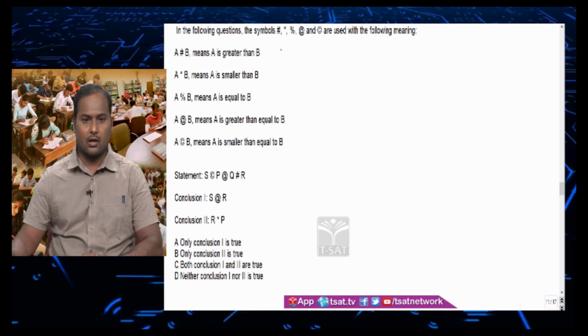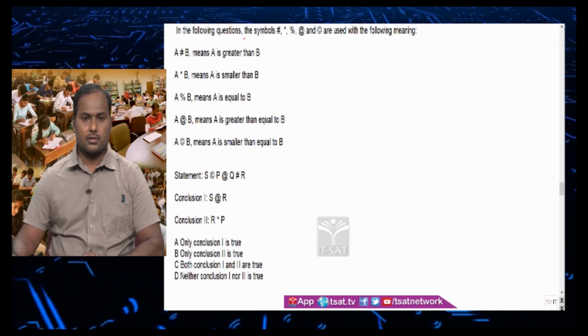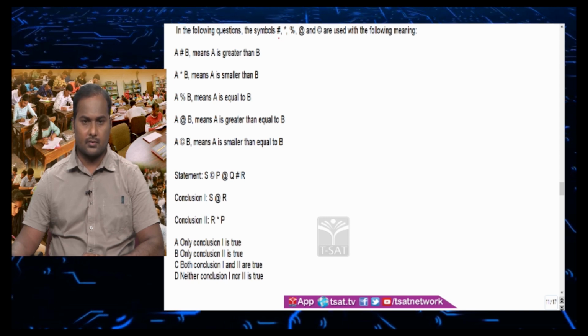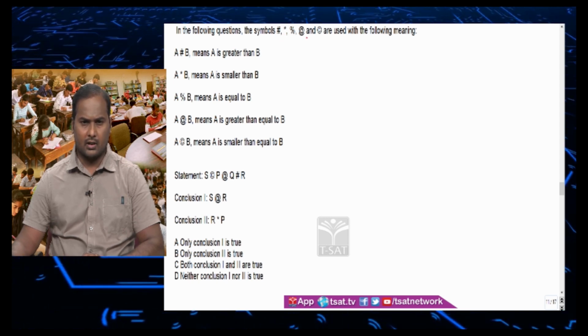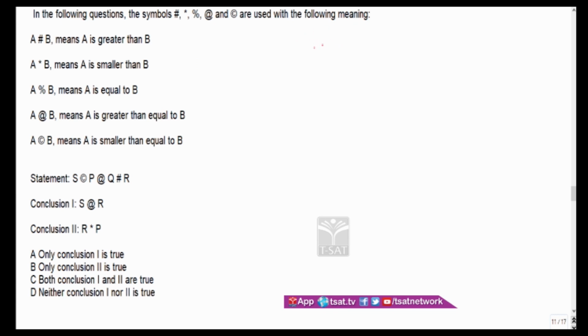In this case, there are many symbols. In the following questions, these are the symbols, one is #, %, @, $, © are used with the following meaning. So what exactly is it saying: the symbol A # B means A is greater than B. So obviously this symbol represents greater than. In the same way, we have A star B. So this star represents A star B means A is smaller than B. So this is the smaller symbol.